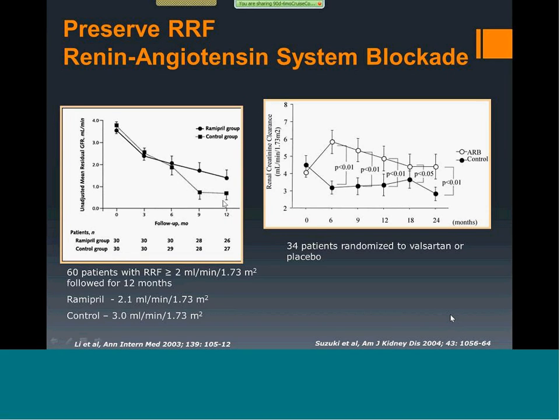Patients that received ramipril kept on making urine for longer than those randomized to a control. The study from Japan, in which patients on PD were randomized to receive either an angiotensin receptor blocker, in this case valsartan, or a control, found that those that received valsartan had a higher creatinine clearance compared to those that got a control.